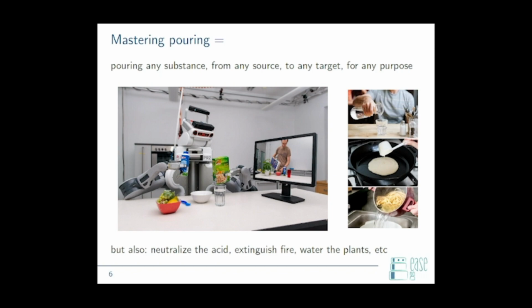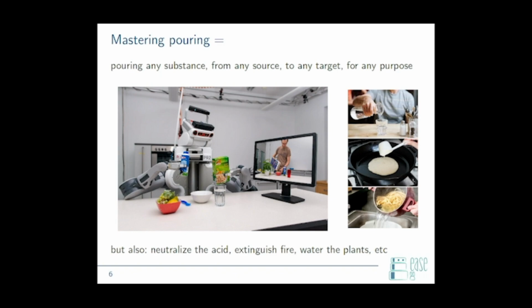It's needless to say, if we want to have robots that are assistant robots in our daily life, that they have to master some substantial subset of these manipulation tasks autonomously.